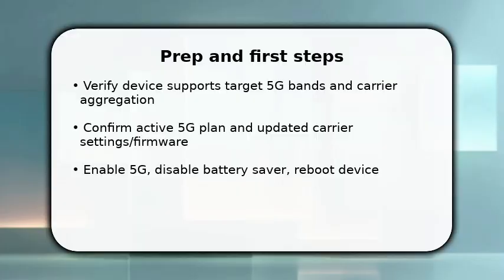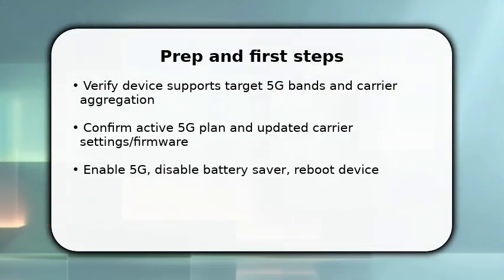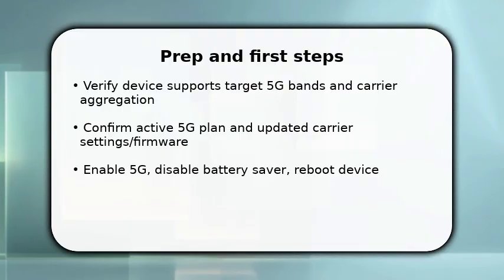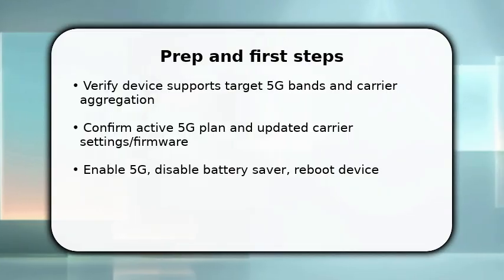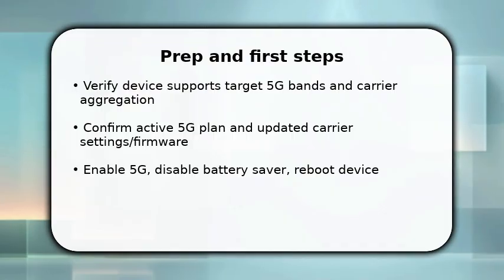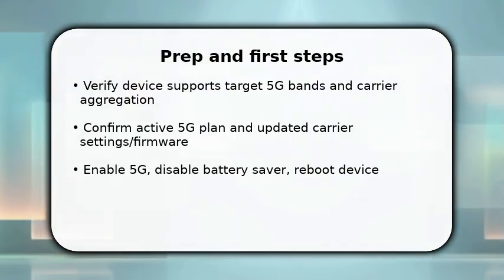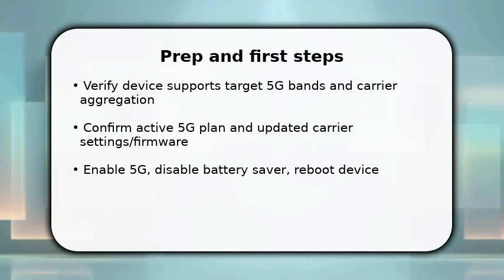You begin by confirming your phone or modem actually supports the carrier's 5G bands and aggregation. That's why speeds vary. Once done, make sure your plan and SIM are provisioned for 5G and that carrier settings and firmware are updated. Next, enable 5G and network settings, disable battery saver and aggressive power features, then reboot the device to register freshly on the best available cell. Doing those first avoids wasted troubleshooting later.